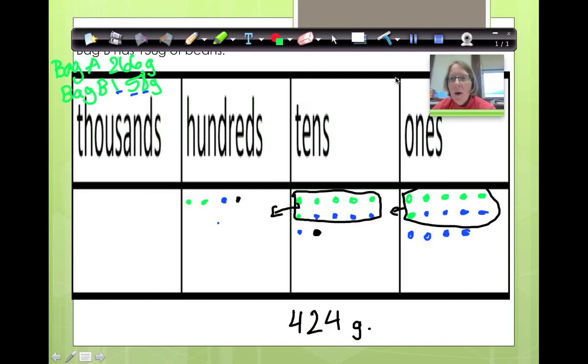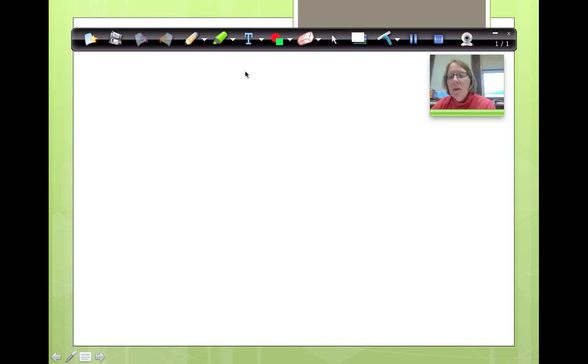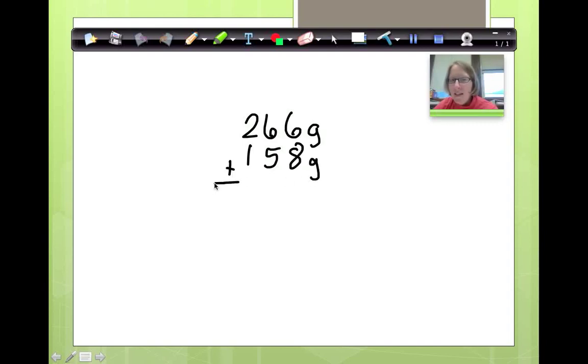Now I want to show you another way that we need to do this. Okay, we're going to do exactly the same problem, but we're going to do the standard algorithm. So that means the basic way to add, the basic steps. That's all that those fancy words mean. So bag A had 266 grams. Bag B had 158. Now we're going to do the standard algorithm. That means the normal way to add. That's all that means. Okay.